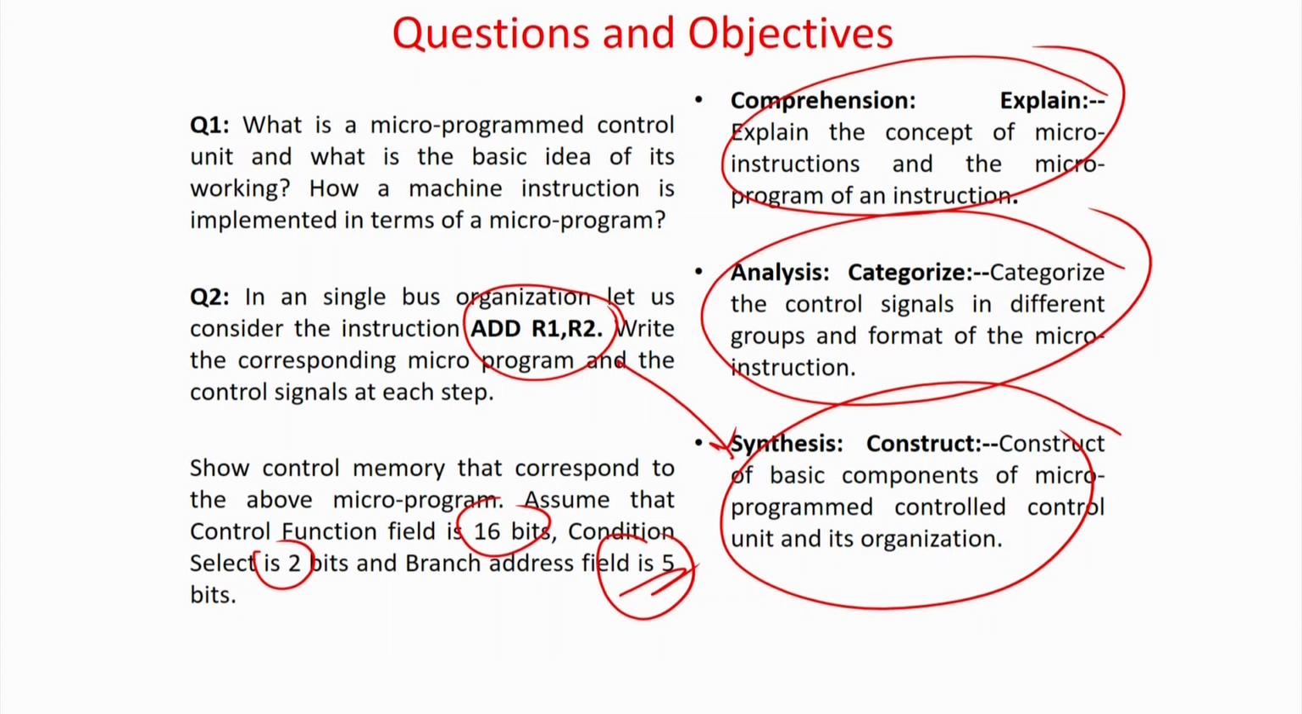Also, besides add, you can try load R1 memory. If you try these 2, you will be able to find out how to categorize the control signals based on the different formats of micro instructions for different kinds of code. So by these 2 questions, you should be able to solve them based on the discussion in this unit, and meet the objectives which were the target of this unit.